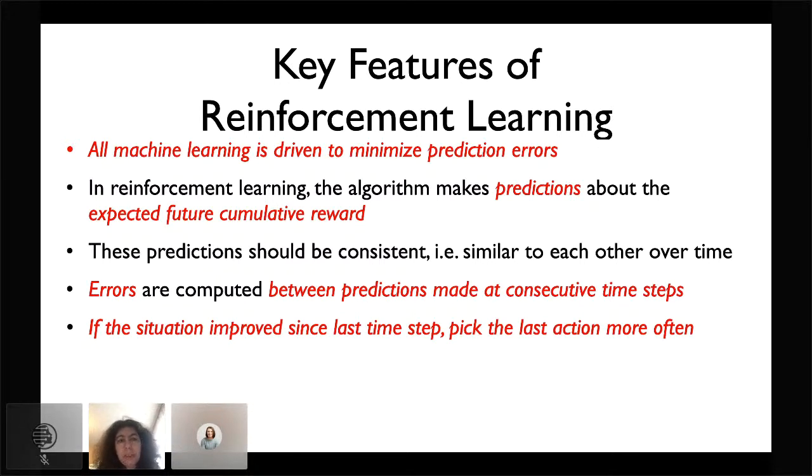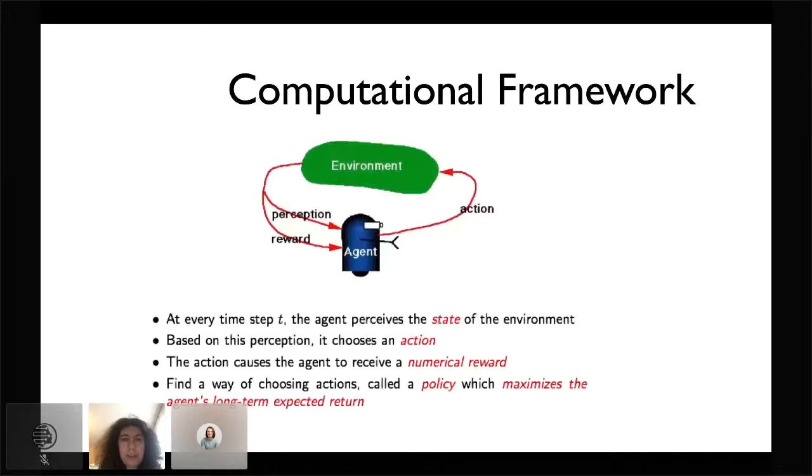Now, what about the action choices? We're going to use a very simple idea here, which is that if a situation has improved since the last time step, the last action we took should be emphasized, should be taken more often. That's going to shape the probabilities of taking different actions. And this is just to put together these concepts.